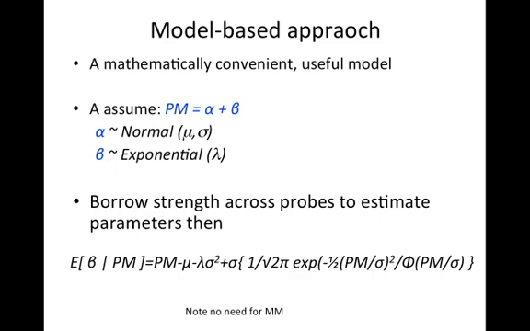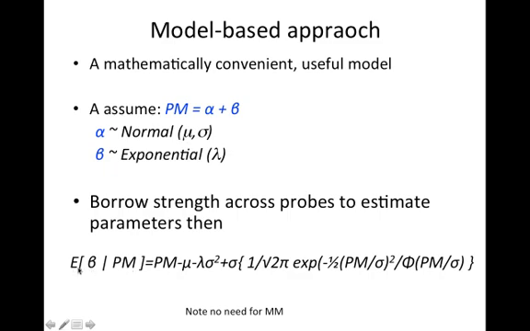So this is on one chip. This is not across chips. This is on one chip. So the beta is going to be assumed to be exponential with some value lambda. The reason we're doing this is because now we can use an empirical Bayes approach that lets us, first of all, estimate mu, sigma, and alpha from the data. So you use the data to estimate these three parameters. And once we know those parameters, then we can estimate beta, we can predict beta given PM.